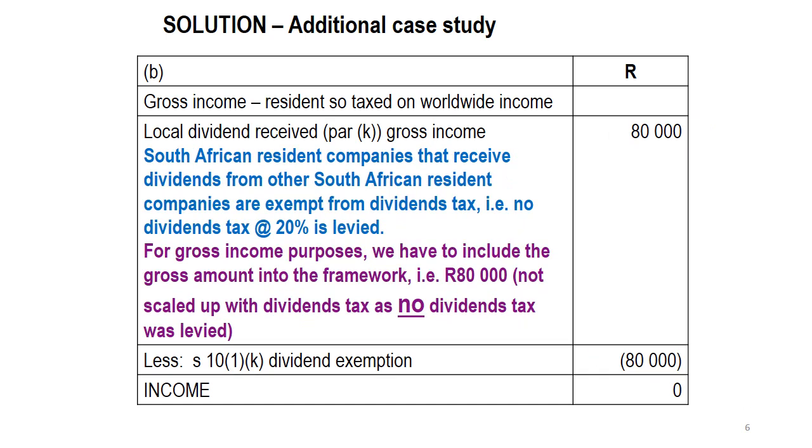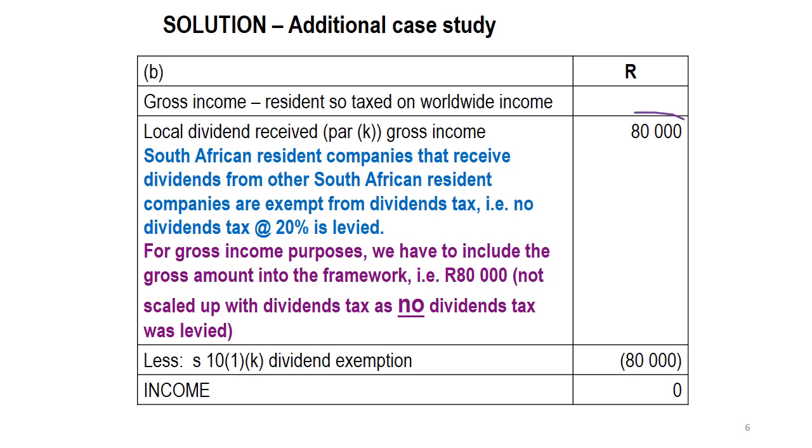Now, if this was a company, then our answer will, to a large extent, look the same, but also not, because it's a resident taxed on worldwide income. Now, because it's a company that receives it, a South African resident company, they usually have no dividends tax levied. And for EBAL 2708 purposes, you can assume that if a South African resident company receives a dividend, that it was not subject to dividends tax.